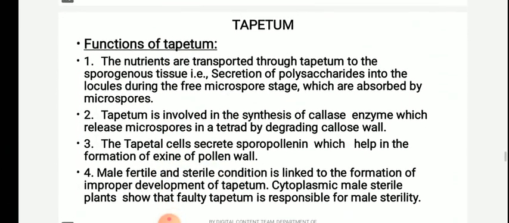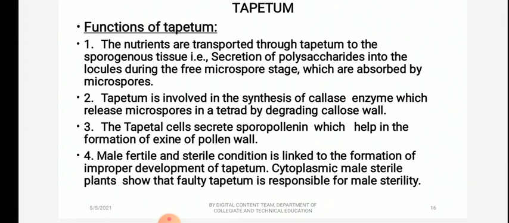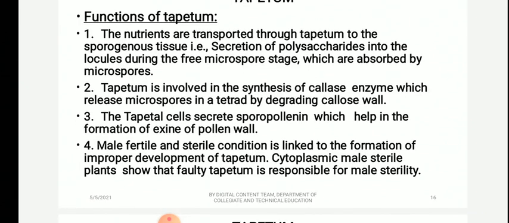So let me go to the next very important aspect, that is the functions of tapetum. The tapetum is the most important anther wall layer because it supplies nourishment to the developing pollen grains, and if the tapetum is non-functional, then that anther becomes sterile. Functions of tapetum: nutrients are transported through the tapetum to the sporogenous tissue, and there is secretion of polysaccharides into the locules during the free microspore stage, which are absorbed by the microspores. So without tapetum, there is no nutrition for the developing microspores.